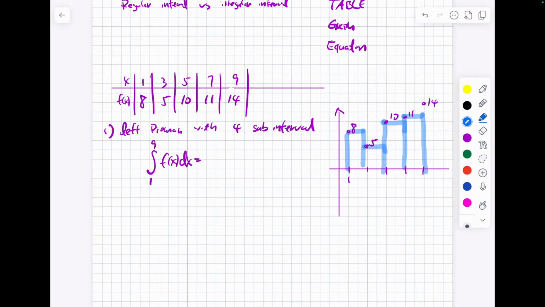Now, if you realize I did not use 14, because I'm based on the left 4 points. Usually there were 5 points, but I'm going to base it on the 4 left points. Is that okay? I can see that it's equal length, which is 2, 2, 2, 2. So it's 2 times the height: 2 times 8, plus 2 times 5, plus 2 times 10, plus 2 times 11. And that will be the answer. I don't need to evaluate at this point because I don't have time.